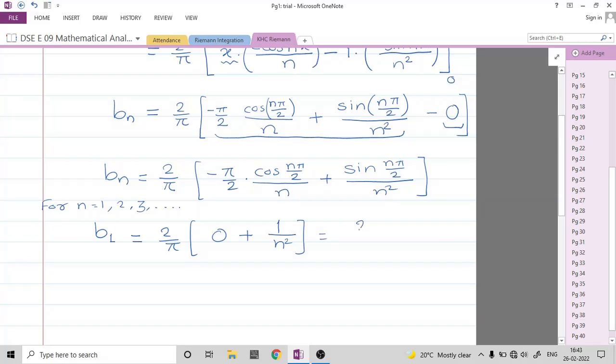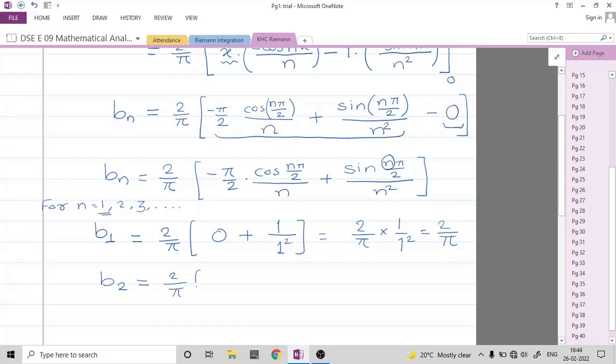So you can write like this, n is equal to 1, so n square means 1 square, 2 by pi into 1 upon 1 square, or you can simply say that 2 by pi only. This is the value of b1. To obtain b2, n is equal to 2, even number. In case of an even number, n 2 divided by 2 gets cancelled, sin pi is 0, so now the sine term becomes 0 and the cos term survives.